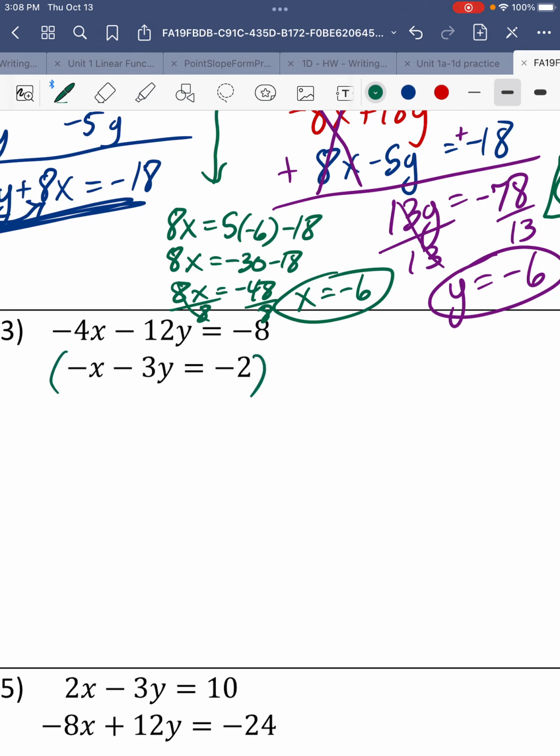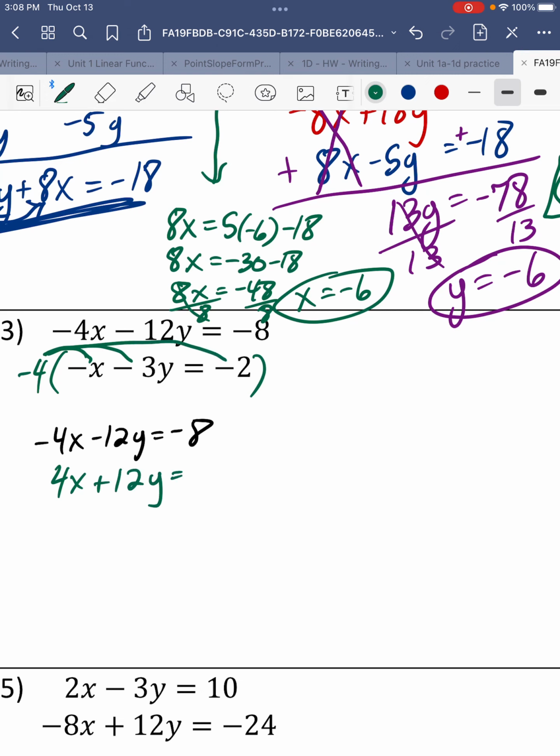I'm going to eliminate the x's. So I'm going to multiply the bottom equation by negative 4. So the top equation becomes negative 4x minus 12y equals negative 8. Bottom equation, let's write that in green so you can tell the difference. Negative 4 times negative x is a positive 4x. Negative 4 times negative 3 is a positive 12y. And equals a positive 8.